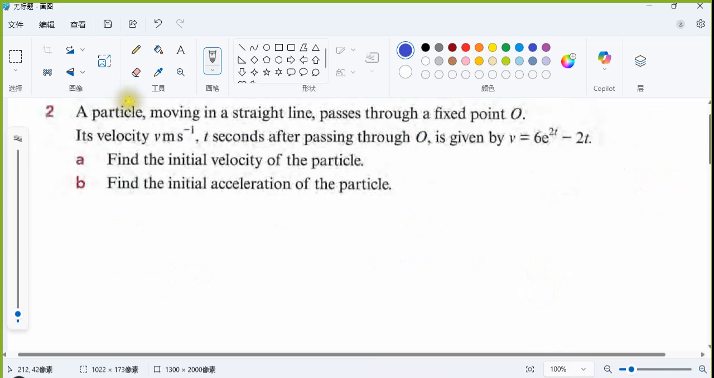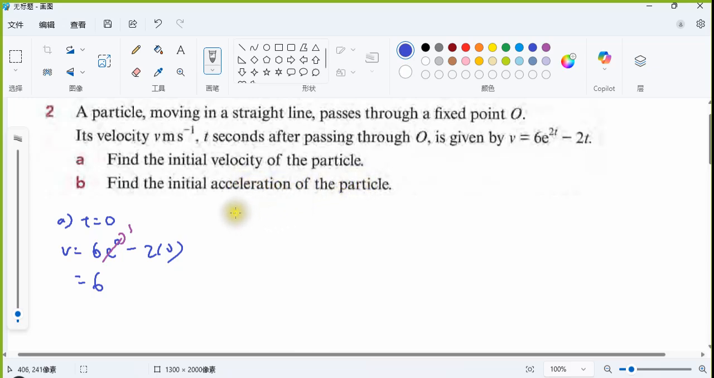Question number 2. A particle moving in a straight line passes through a fixed point O. Its velocity t seconds after passing through O is given by v equal to this. Find the initial velocity of the particle. So when t equal to 0, v will be 6e to the power 0 minus 2 times 0. So it will be 6 because e to the power 0 is 1.